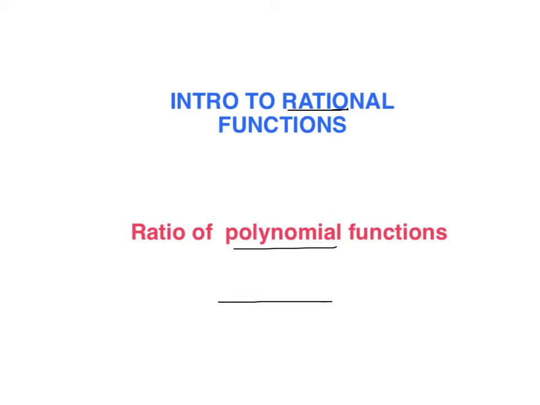So, for example, something like 4x plus 4 over x squared minus 1. This is considered a rational function. It's a ratio of polynomial functions, a fraction with polynomials.